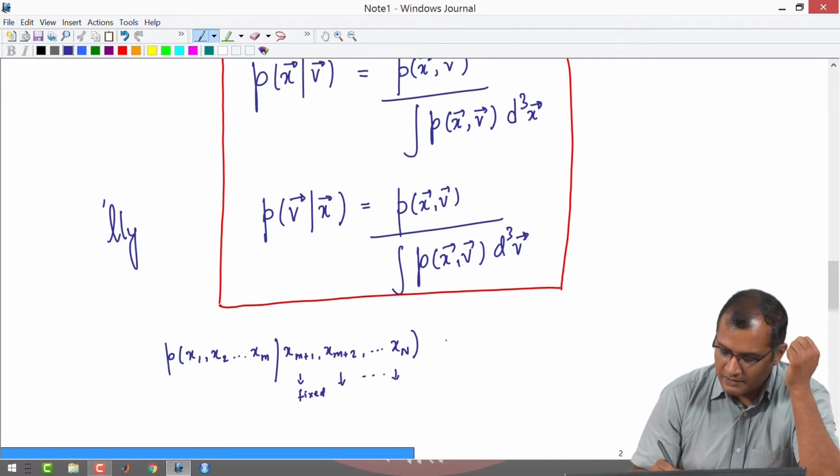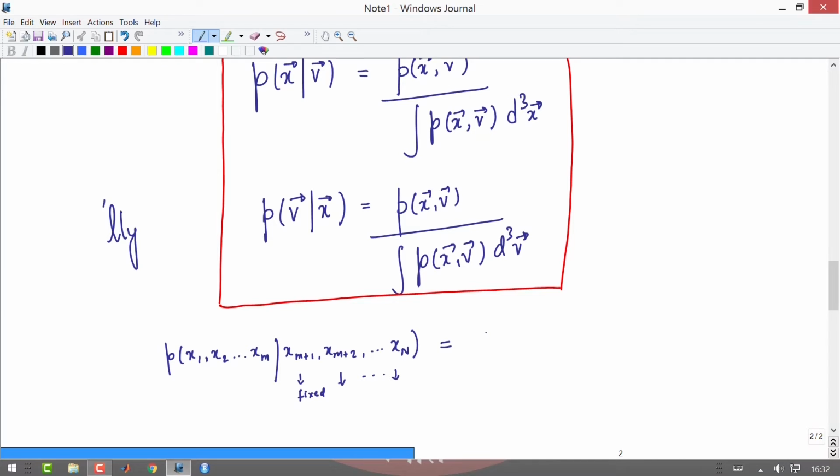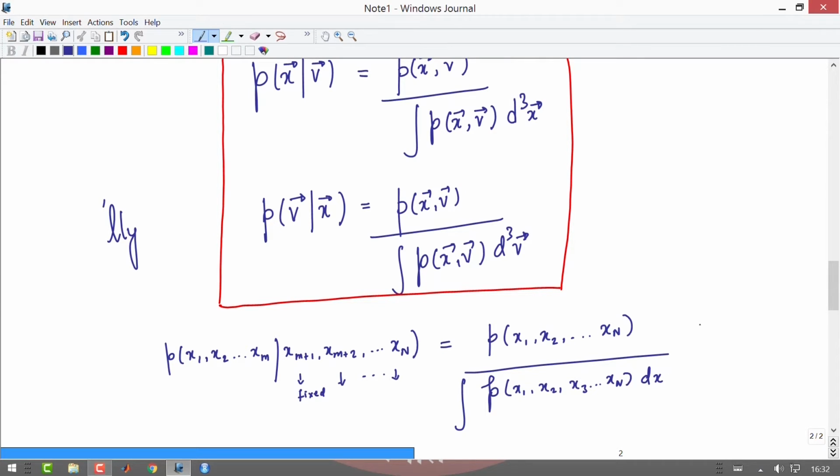Okay. So, this is given by a simple Bayes theorem, which says that you have the total or the joint probability density divided by simply an integration of this joint probability density over the variables. Okay. This is the so called Bayes theorem.